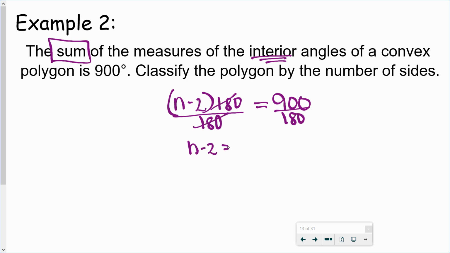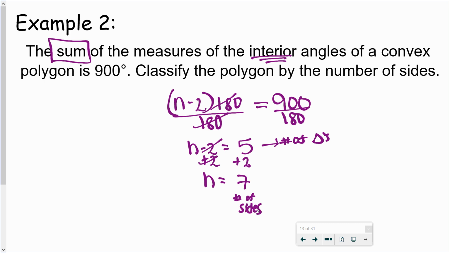So n minus 2. 900 divided by 180 is 5, but this gives us the number of triangles. We want the number of sides, so you are going to add 2 to both sides. 7 is the number of sides. And then it says to classify the polygon. Well, this is a heptagon. And you can go back to the left-hand side of your notes and look up the names of these.